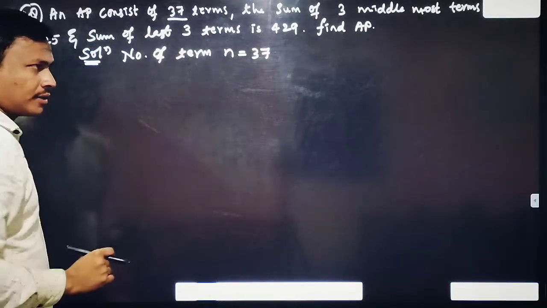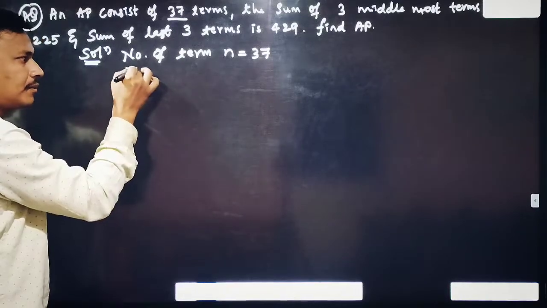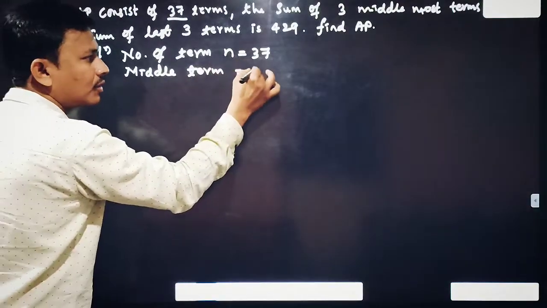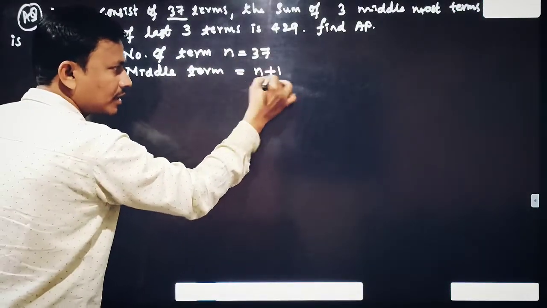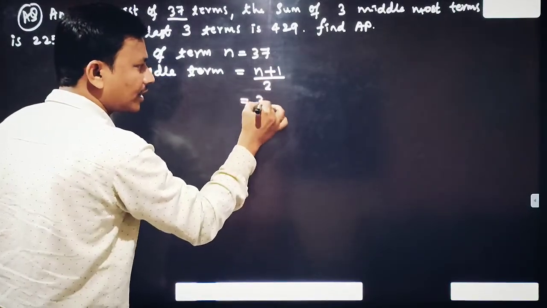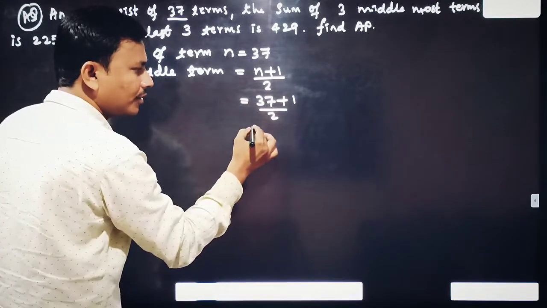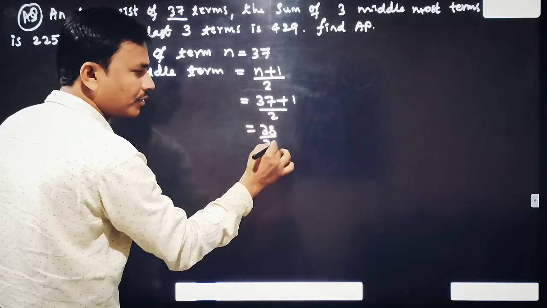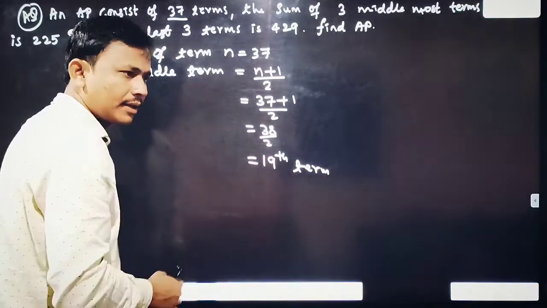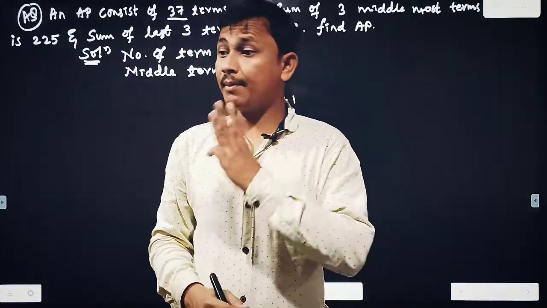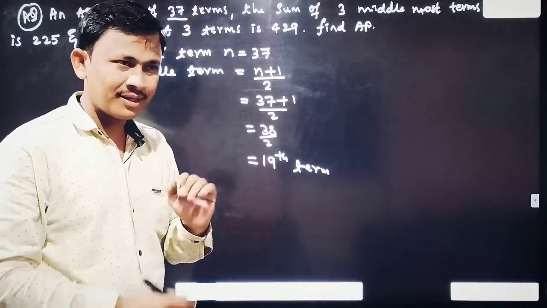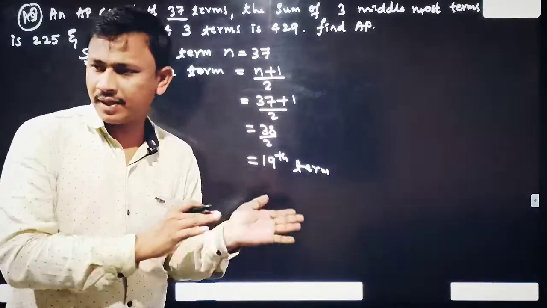If n is odd, then what is the middle term? Middle term is equal to (n plus 1) divided by 2. This is equal to 37 plus 1 divided by 2, which is 38 divided by 2. This is equal to 19th term is the middle term. Three middle terms means 19 plus 1, 19 minus 1.